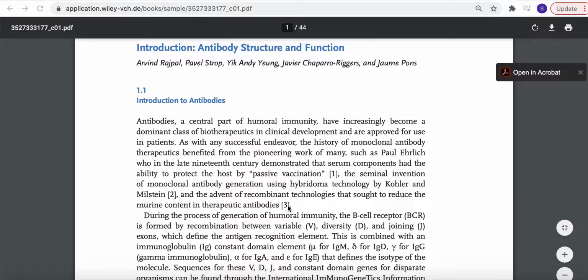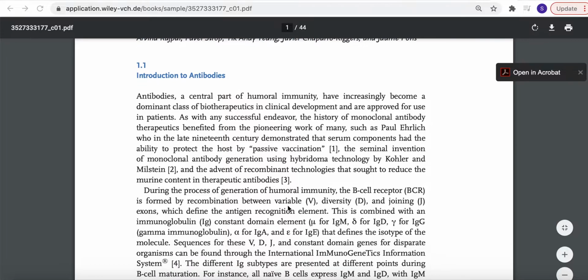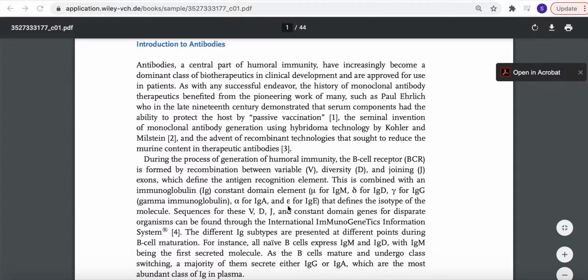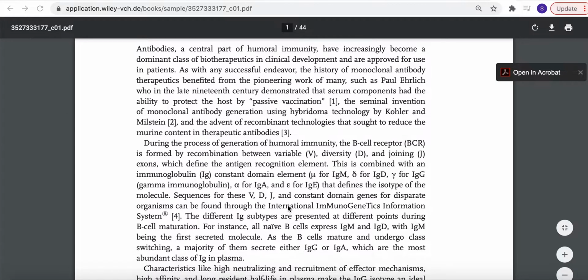As with any successful endeavor, the history of monoclonal antibody therapeutics benefited from the pioneering work of many, such as Paul Ehrlich, who in the late 19th century demonstrated that serum component had the ability to protect the host by passive vaccination. The seminal invention of monoclonal antibody generation using hybridoma technology by Kohler and Milstein, and the advent of recombinant technologies that sought to reduce the murine content in therapeutic antibodies.